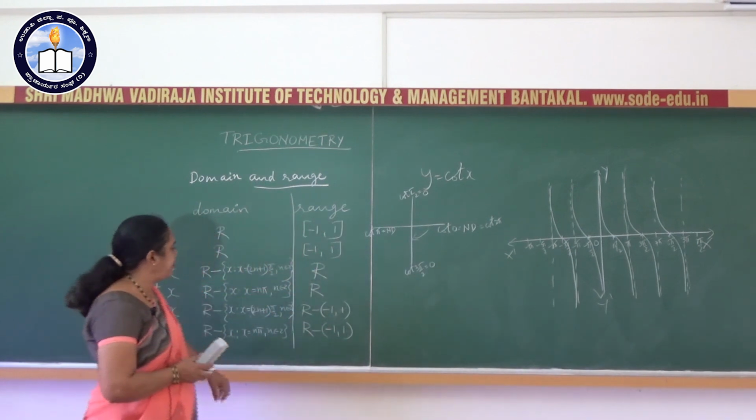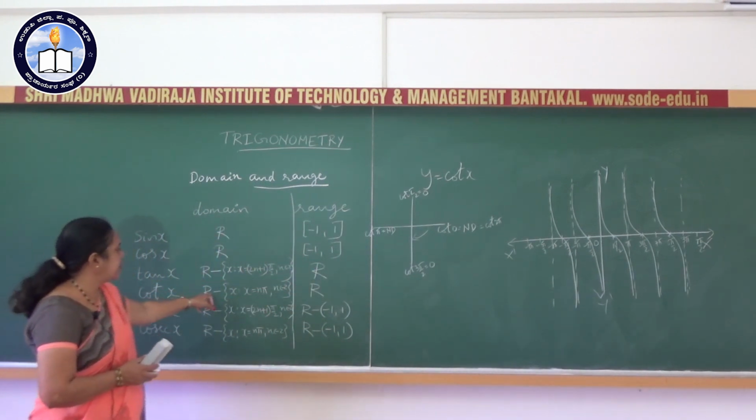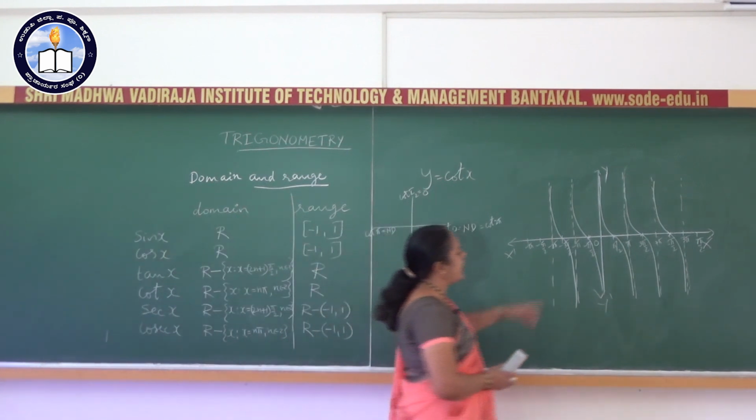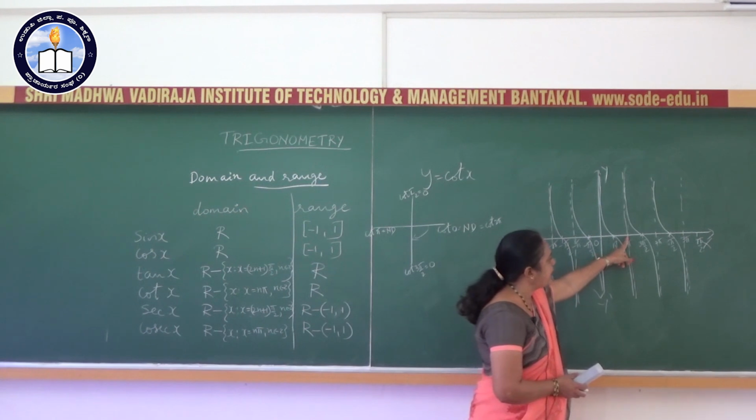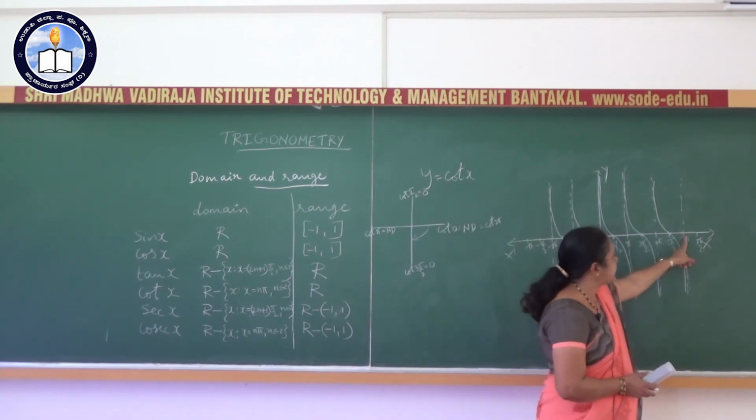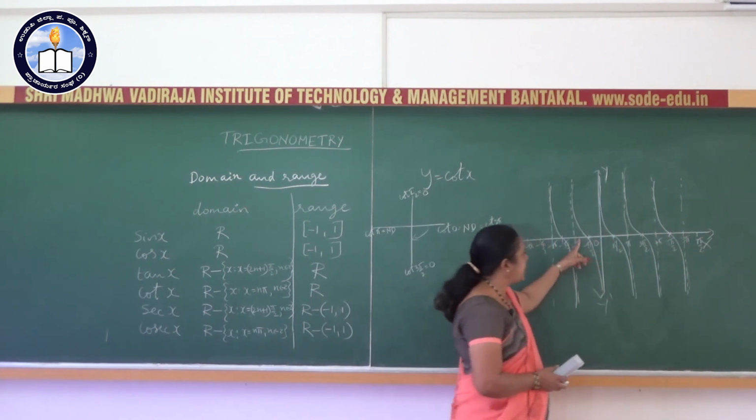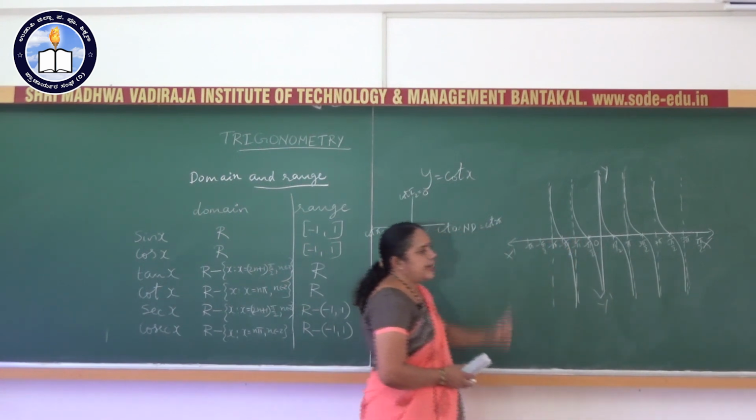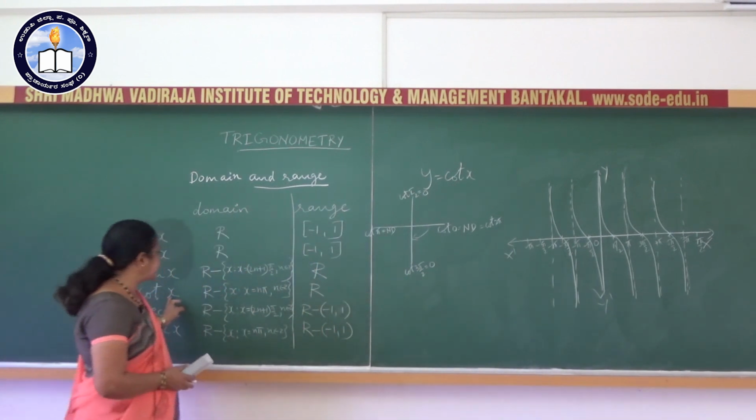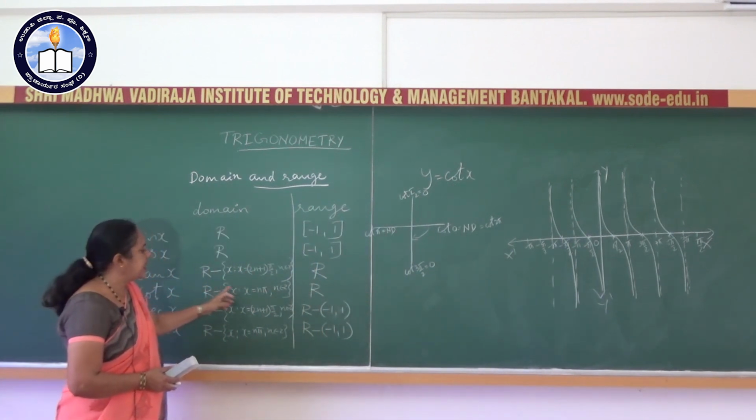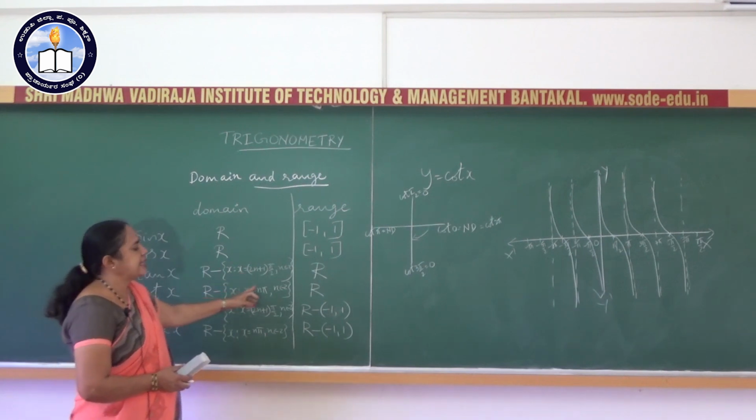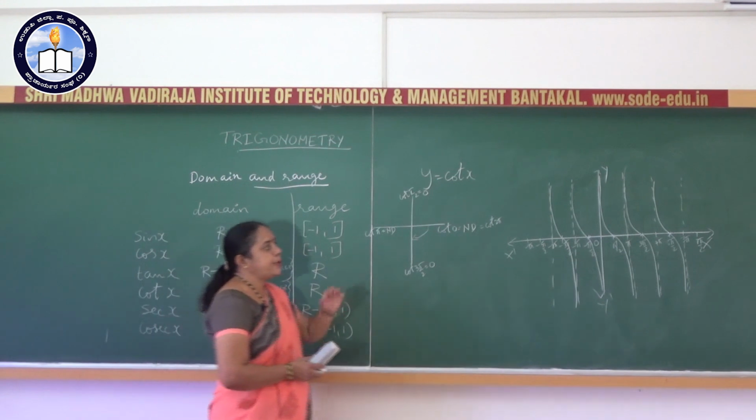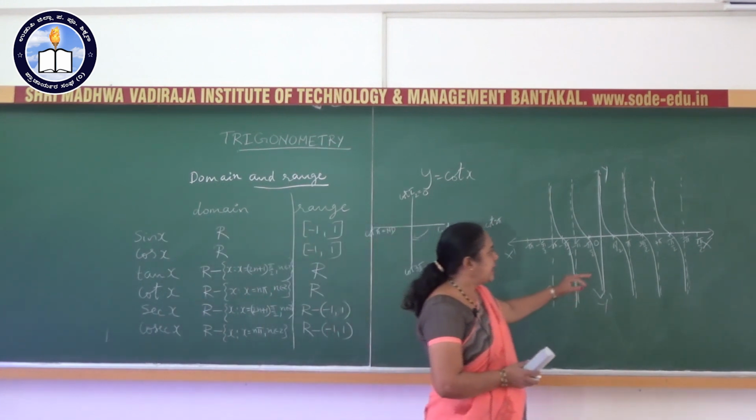Now, from the graph, it's clear: what is the domain of cot x? Cot x is defined for all x except when x is equal to pi, 2 pi, 3 pi, and similarly minus pi, minus 2 pi, etc. So cot x is defined for all real numbers except when x is an integral multiple of pi. This is the domain of cot x.